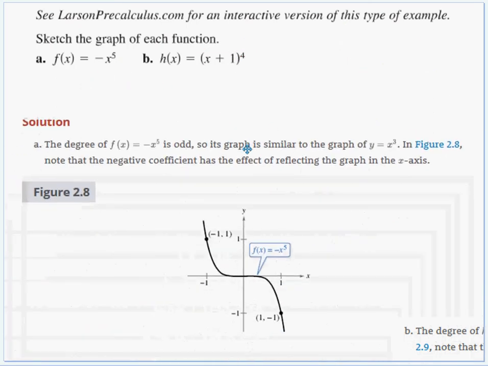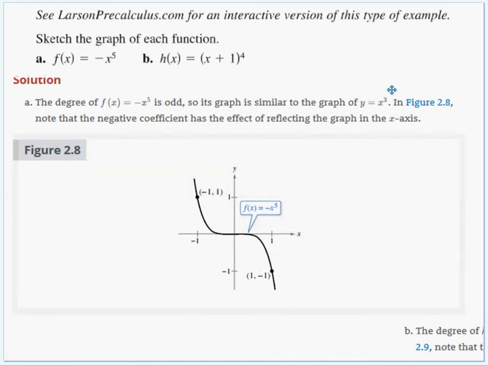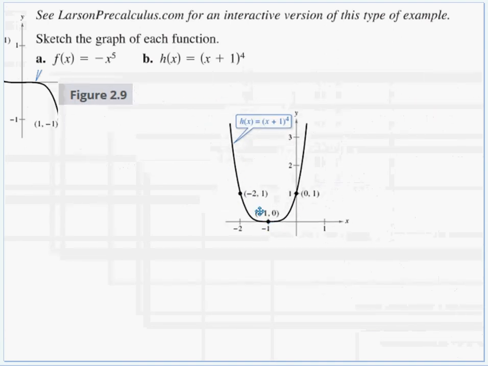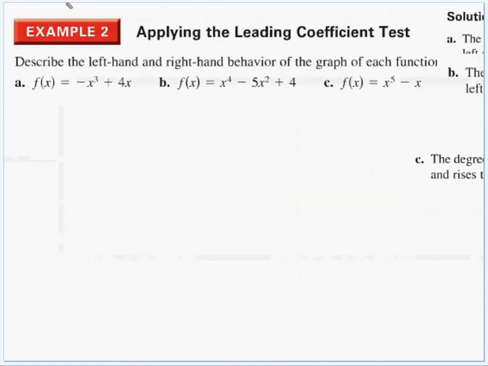And what do we got down here? Okay, here's the book. The degree of that's odd, so the graph is similar to x cubed. Note that the negative coefficient reflects you around the x-axis. They're a little bit better than mine. So those at least have those 3 points around there. And in all of these, x to some power, once you find the vertex, you usually just go over 1, up 1, over 1, up 1, unless you've got a coefficient in front. And we talked about those.